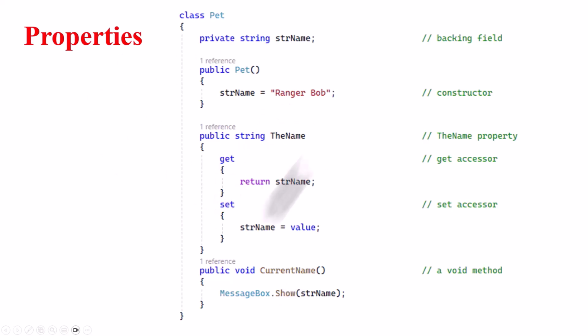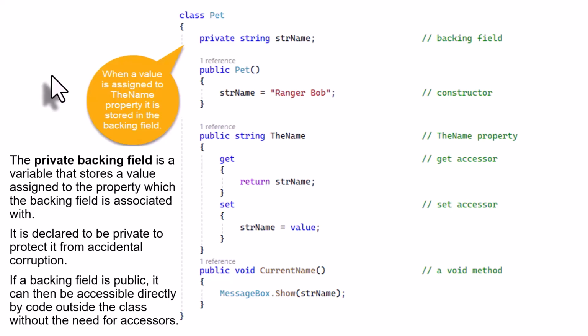The thing is, they're all gathered together here as one unit. When a value is assigned to the name property, it is stored in the backing field. The private backing field is a variable that stores a value assigned to the property which the backing field is associated with. It is declared to be private to protect it from accidental corruption. If a backing field is public, it can then be accessible directly by code outside the class without the need for accessors. And it's pointless then to actually create the class if you're going to allow everything to get added.